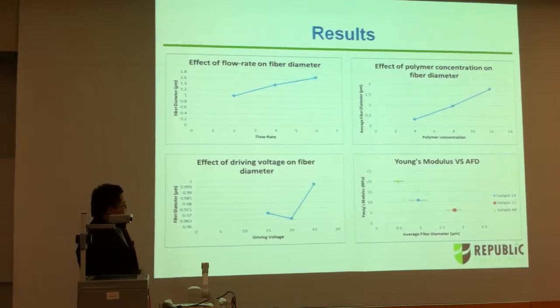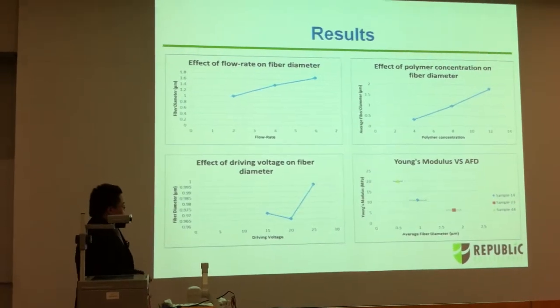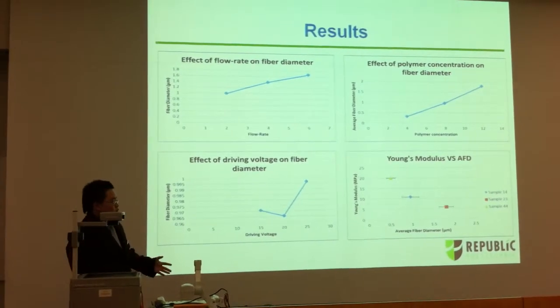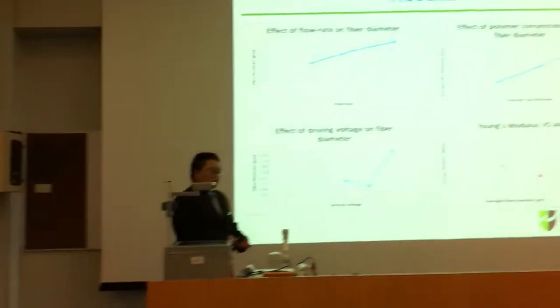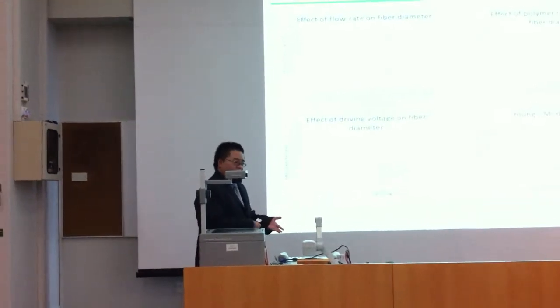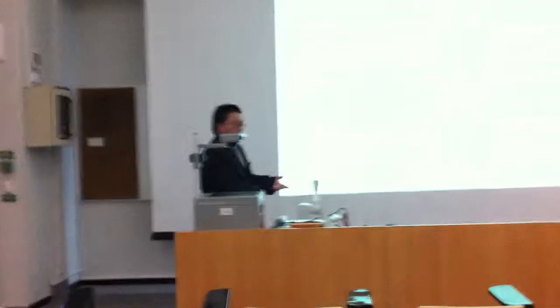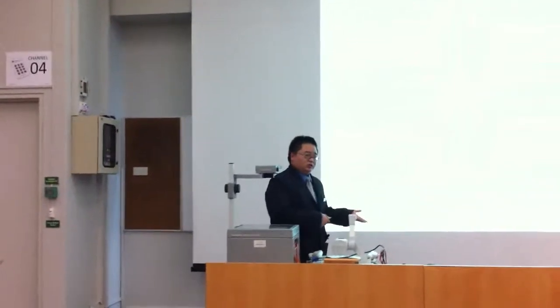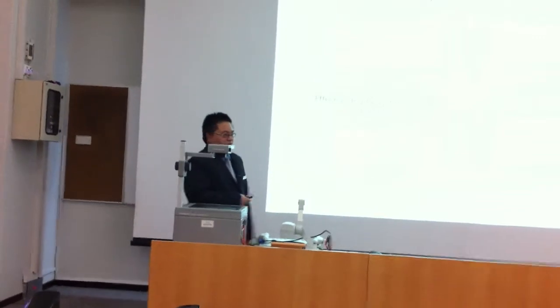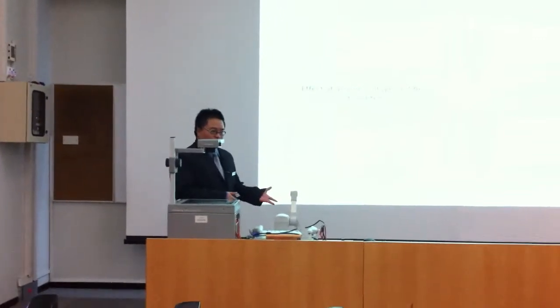So after a certain point, where the driving voltage is increased further, there's an increase in fiber diameter. This is due to the increase in electrostatic forces, which instead of stretching the fibers, starts to draw more polymer solution from the nozzle itself, thus allowing the fiber diameter to be increased.